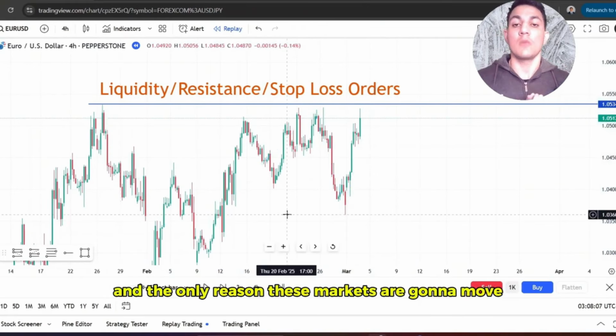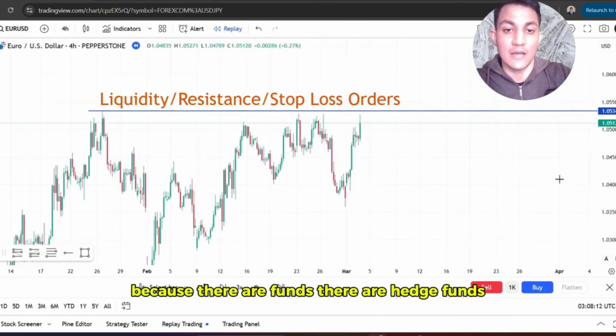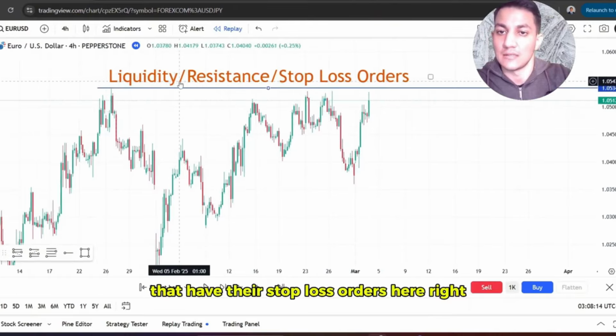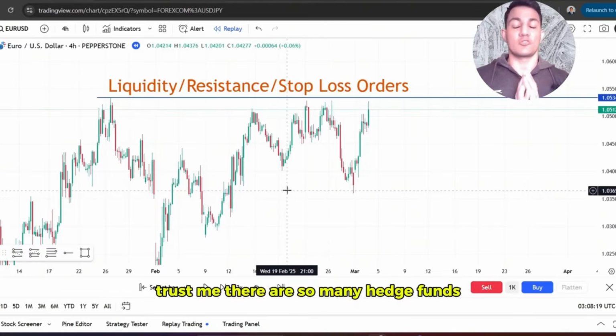And the only reason these markets are going to move is for these higher time frame stop loss orders, right? Because there are hedge funds that have their stop loss orders here. And you might not believe it. You might think, oh, doesn't everyone know about liquidity? Trust me, there are so many hedge funds.